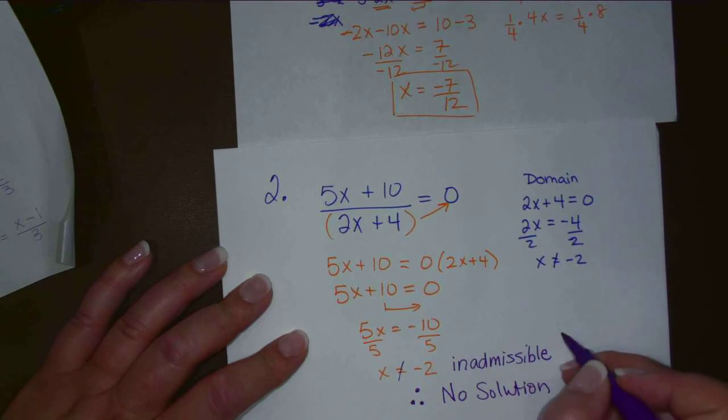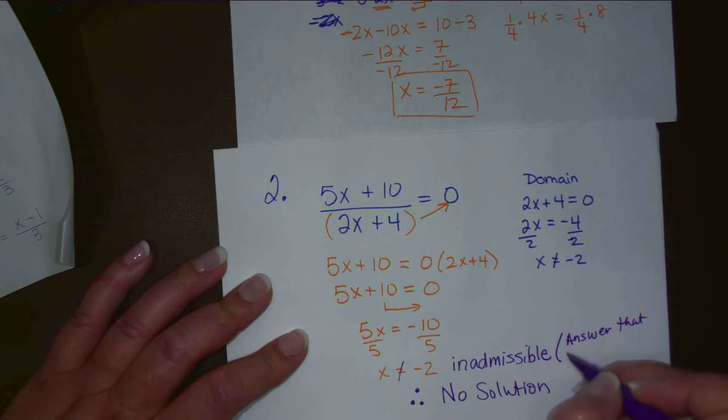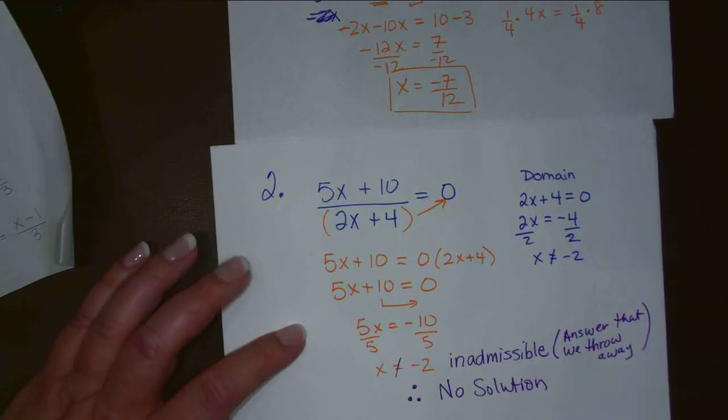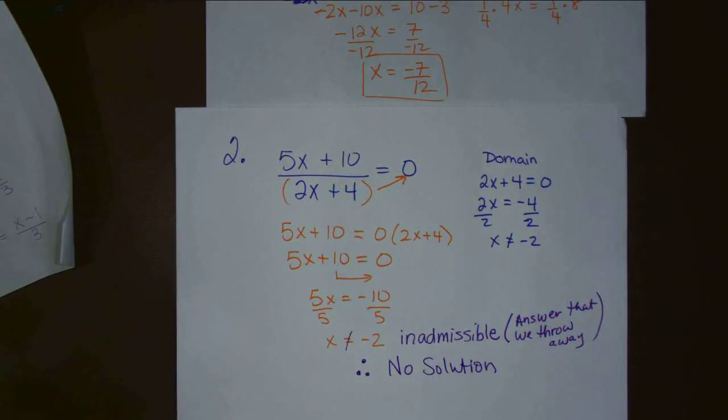So the word inadmissible means an answer that we throw away. Inadmissible answers happen all the time with radicals. Because with a radical, what can you not have under a square root? Any negative number. So there's lots of possible answers that don't end up working. So we end up throwing out answers all the time that can't work in the original equation.